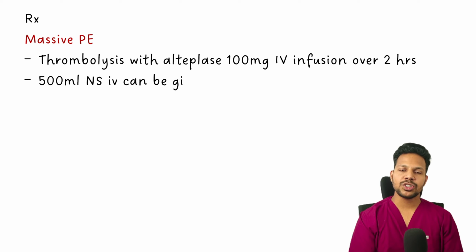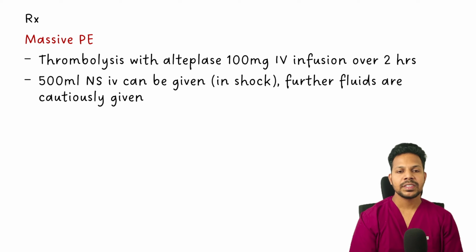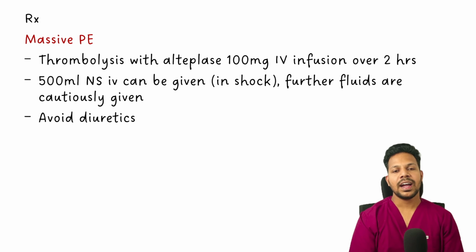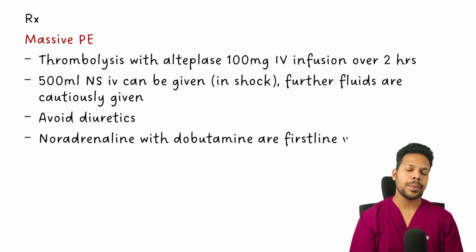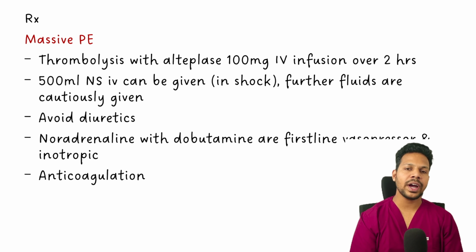Then if the patient is in shock, you can give 1 pint of NS, but further fluids are cautiously given. And avoid diuretics because it will further reduce the preload. And the first line vasopressor and inotrope are noradrenaline plus dobutamine. Noradrenaline is the first line vasopressor and dobutamine is the first line inotrope for this patient. And further, after the thrombolysis, you should continue anticoagulation.